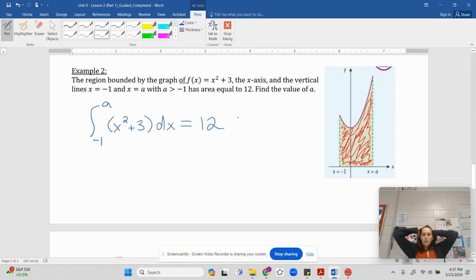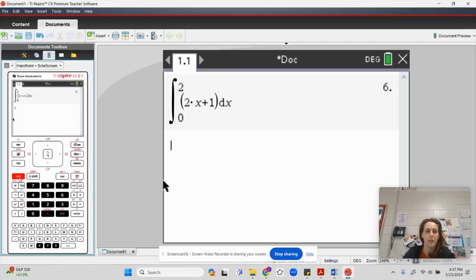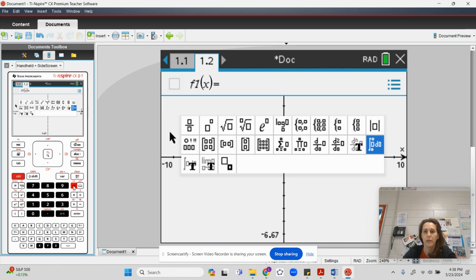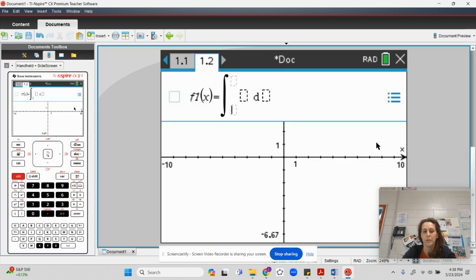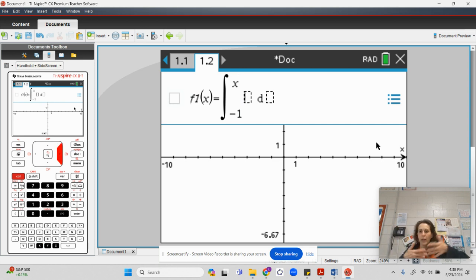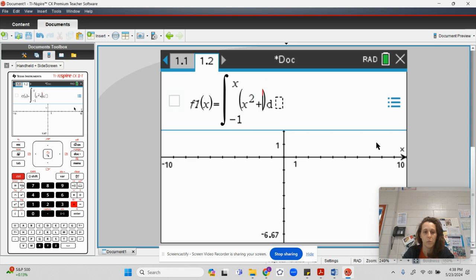There's a really crafty way to do this in your calculator. So I want you to go to your calculator and open up a graph page. You're going to go to the same thing that we just used, the button beside the 9 and the same blue thing that you see here on the right-hand side. I'm going to say the integral from -1 to x, because this is a function in terms of x and not a, but we know in the problem it was an a, of x squared plus 3 dx.